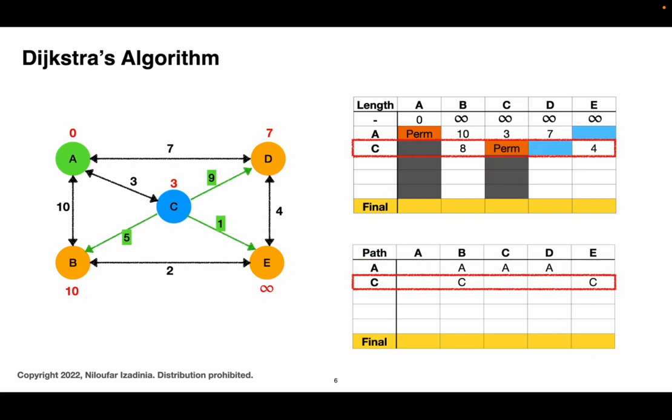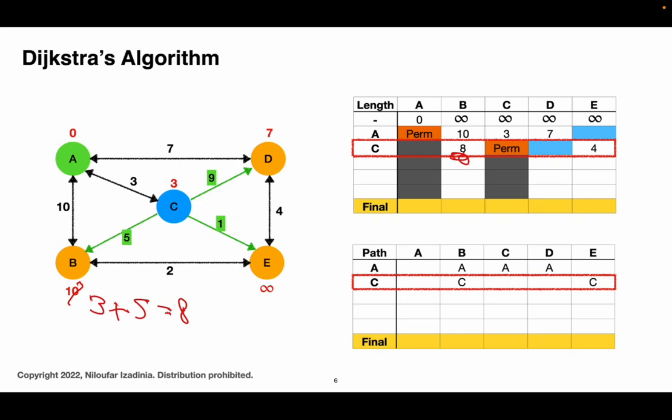So we see in the previous iteration that the smallest number is 3, so we make 3 permanent, and we see the nodes connected to C, which are B, D, and E, and then we update them in the same way. So for example, if we want to go to B from C, so far we passed 3, and then we add another link, which is 5. So the new label for B is going to be 3 plus 5, which will be 8, and we put it here.